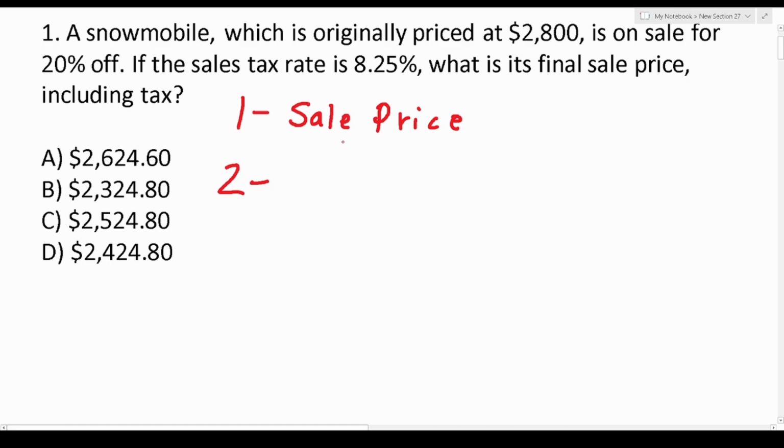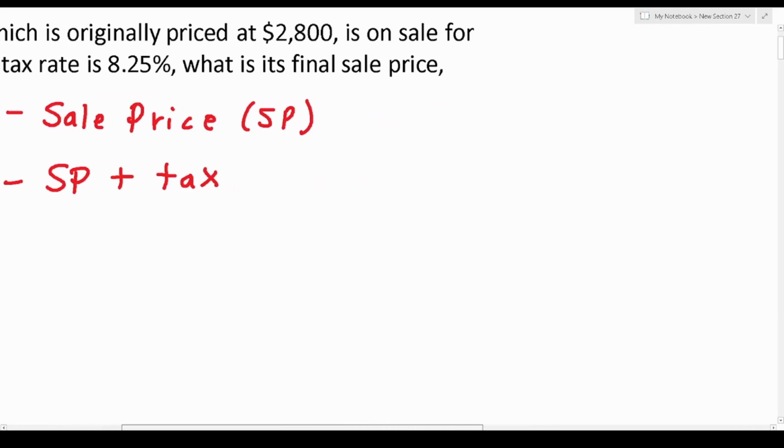After we calculate that amount, and I'm just going to call that SP for short, we're going to have to figure out what the sales price is plus tax. Again, when you calculate the sales price, you're not concerned about tax, but when you want to know the final sales price, you're going to include the tax amount. So let's go ahead and get started doing this.